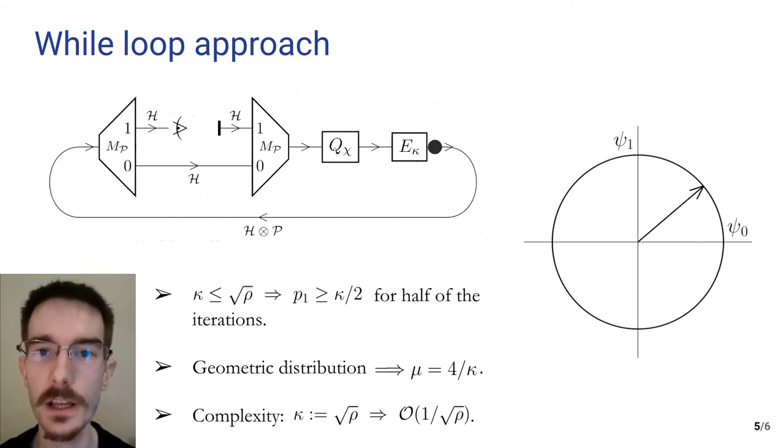The algorithm succeeds as soon as the probe reads 1, so the success probability follows a geometric distribution. The expected value of this distribution is 4 over kappa. If we set kappa equal to square root of rho, we get the same query complexity as the standard amplitude amplification algorithm.